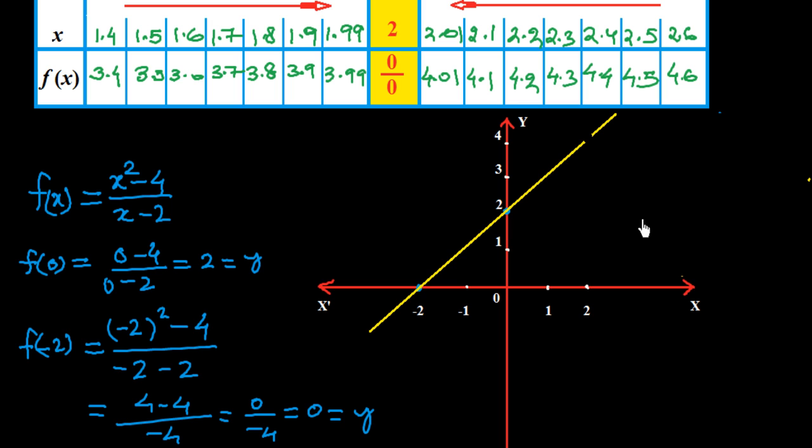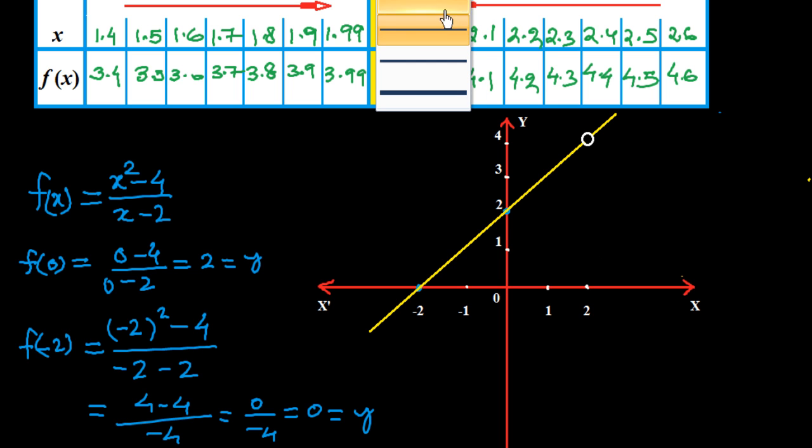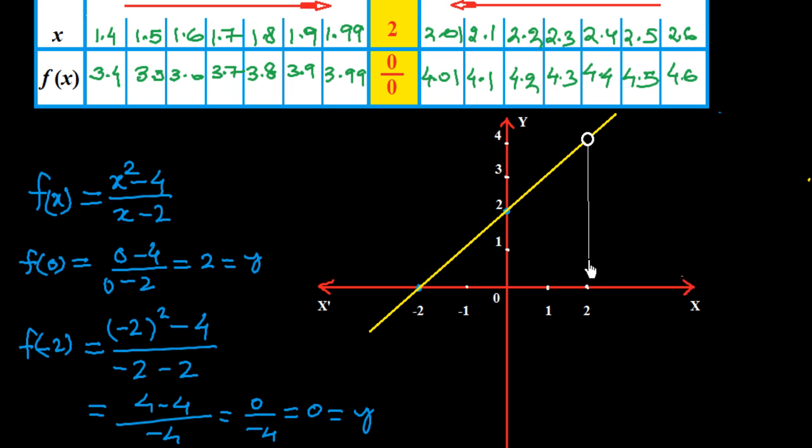x is equal to 2. The function does not give us any value here. If we approach from this side we get here. If we approach from this side we get here. It is x is equal to 2. So I put one line here also, a white color line at this point.